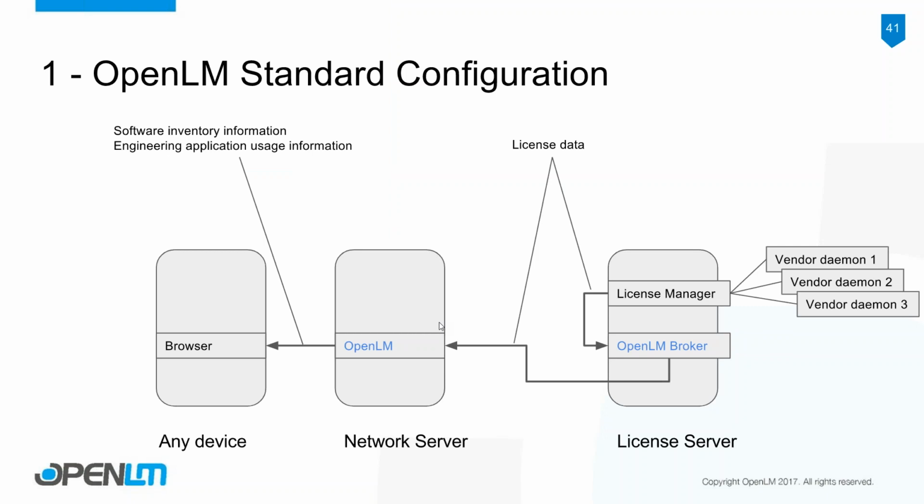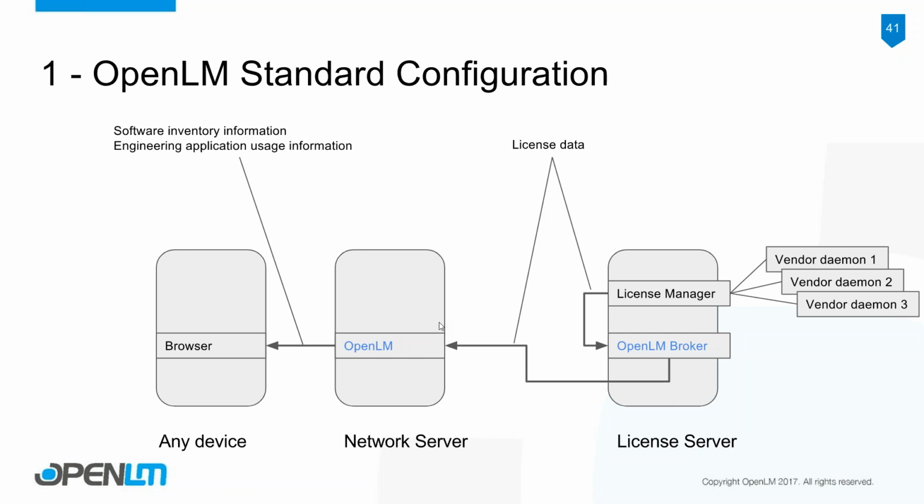So the black text represents the components that you already have on your network, like a license manager. And the blue text represents the OpenLM components. On the right, you can see your license server. And on it, you can see all your vendors. You might have one or more vendors.